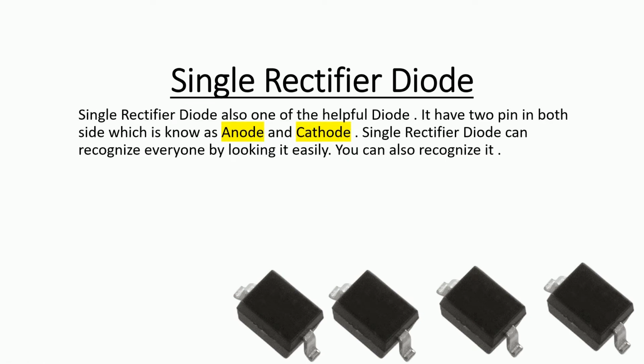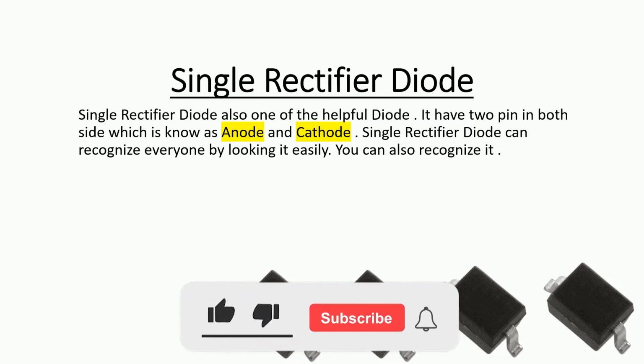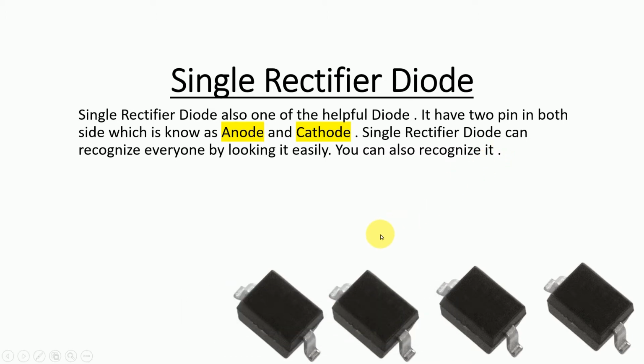The single rectifier diode is also one of the helpful diodes. It has two pins, one on each side, known as the anode and cathode. Everyone can recognize a single rectifier diode easily by looking at it. Now we can see this type of diode, known as a single rectifier diode, which has two pins, the cathode and anode. Now we can see this type of assembly of rectifier diode, known as a single rectifier diode. It has two pins available.